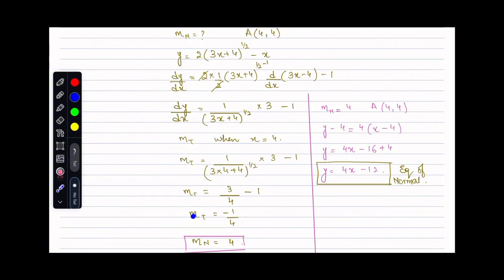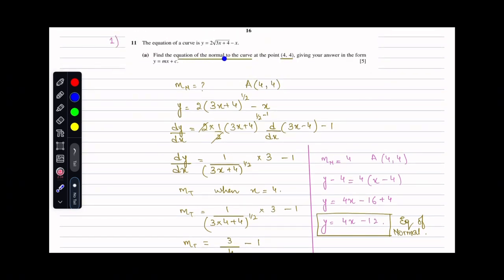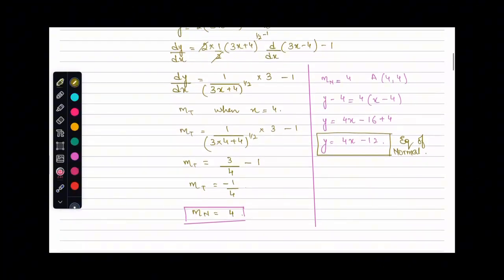So this is the gradient of the tangent, and we have been asked to get the equation of the normal, for which we need the gradient of the normal. Therefore, we know that the gradient of the normal shall be the negative inverse of negative 1 by 4. So that should be equal to a positive 4. So to get the equation of the normal, the gradient here is a positive 4.